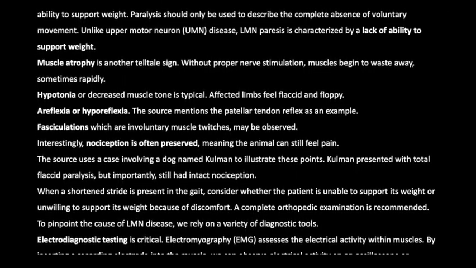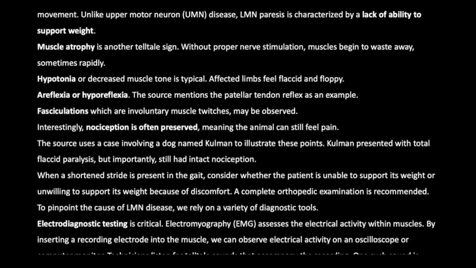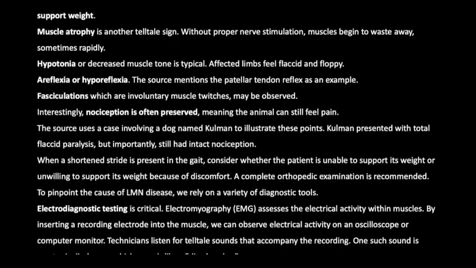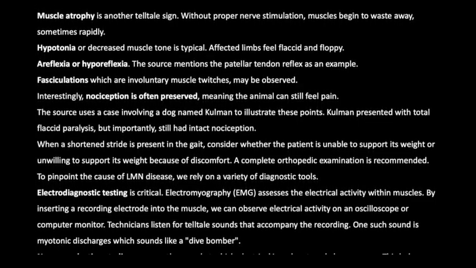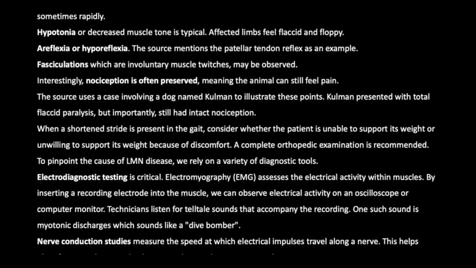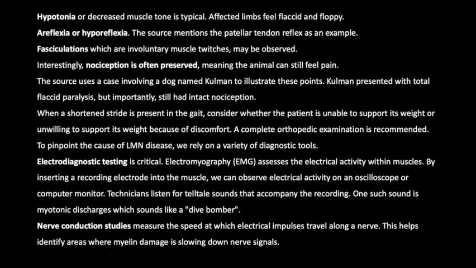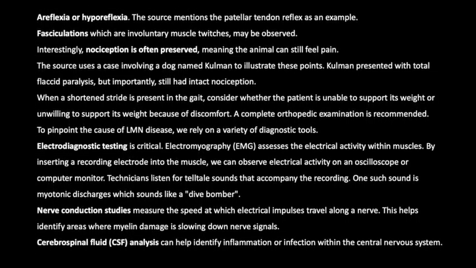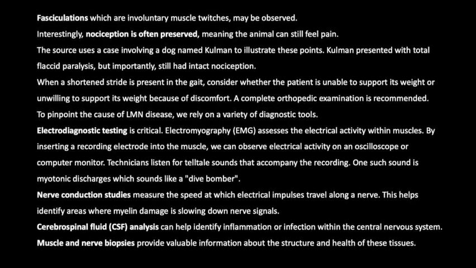Muscle atrophy is another telltale sign. Without proper nerve stimulation, muscles begin to waste away, sometimes rapidly. Hypotonia, or decreased muscle tone, is typical. Affected limbs feel flaccid and floppy. Areflexia, or hyporeflexia. The source mentions the patellar tendon reflex as an example. Fasciculations, which are involuntary muscle twitches, may be observed. Interestingly, nociception is often preserved, meaning the animal can still feel pain. The source uses a case involving a dog, named Coleman, to illustrate these points.